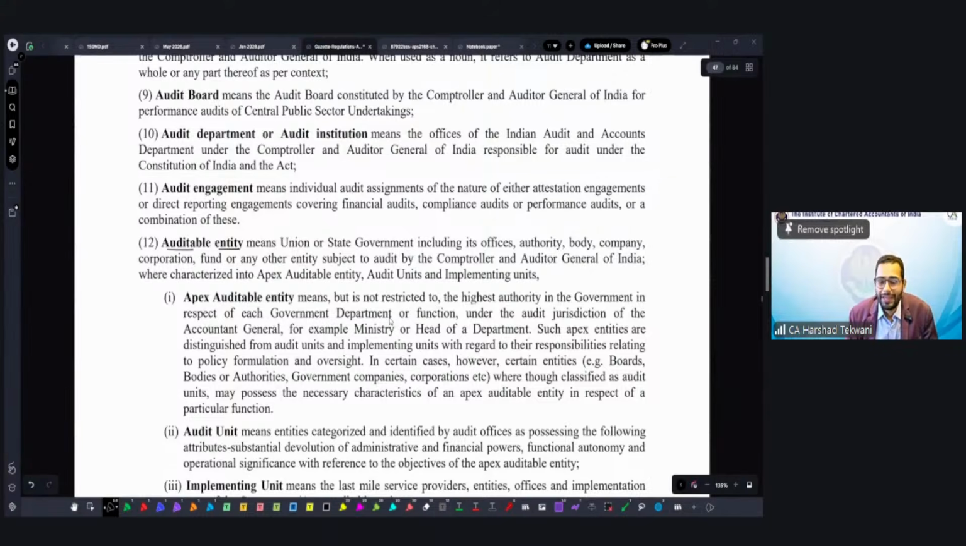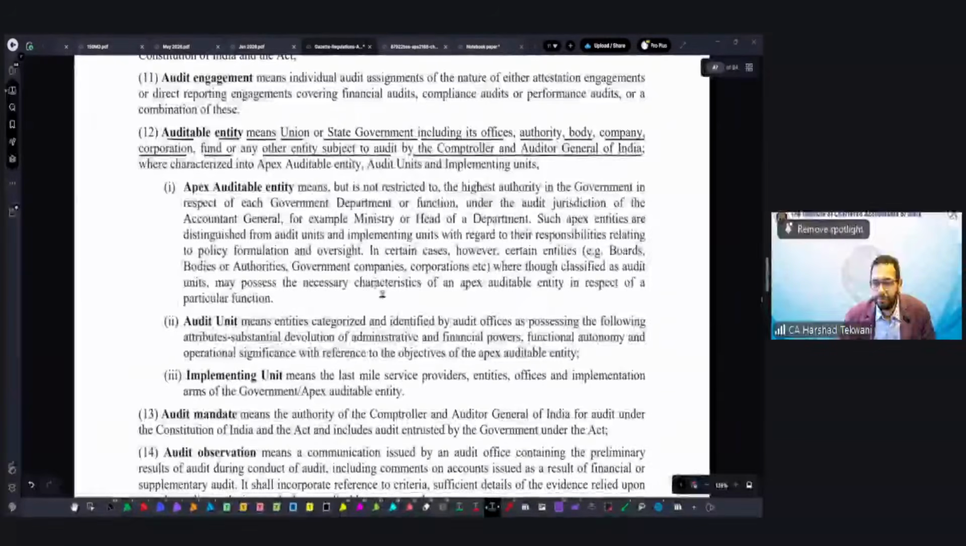That is, it means union, state government, including its office, authorities, bodies, companies, corporations, funds, other entities that are subject to the audit by CAG of India. Okay, so these are the entities which are subject to the audit by the CAG of India. So these are the auditable entities.